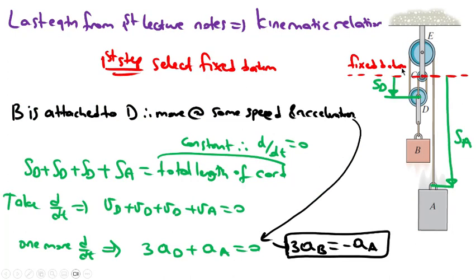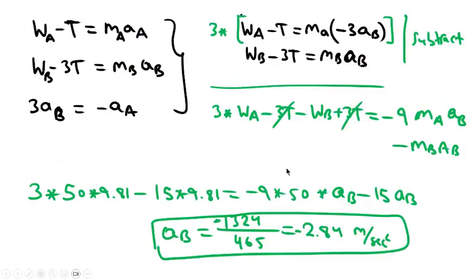And then that kinematic relationship says that the fixed datum, we have SD and then we have SA. 3 SD and then 1 SA will be total length of the chord. And then I ignored some segments that have a fixed length, because if I take the d by dt, then the constant parts will be 0 as the length of the chord. And then one more, then we have the acceleration terms, and acceleration of d is the same as b because they are attached with the same inextensible chord. And then we got the result with the 3 unknowns and then 3 equations.